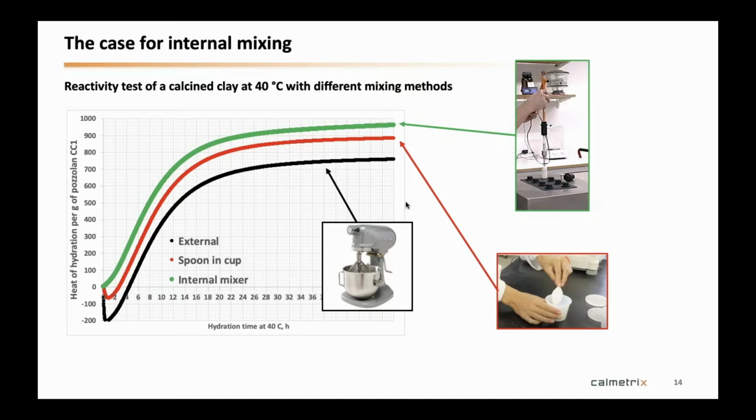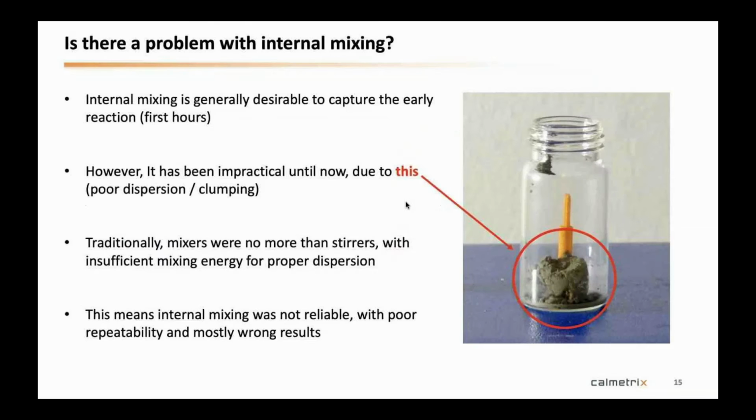So let's step back a little bit and ask, why don't we actually want to mix internally? Why does RILEM say, and ASTM will also say, that we should mix externally? Well, in general, you would like internal mixing. There's nothing wrong with it, because internal mixing enables you to get the true reaction from time zero. You have it in the apparatus, you mix in there.